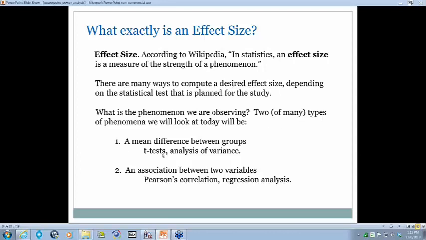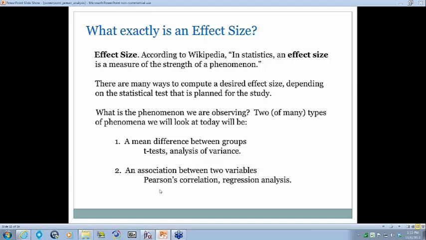A mean difference. So you're looking at a difference between 2 groups. So then you would use a t-test. Maybe you're looking at a difference of three or more groups, the means between 3 or more groups. Then you'd use your analysis of variance, right? So that's your effect. What is the difference between the means?